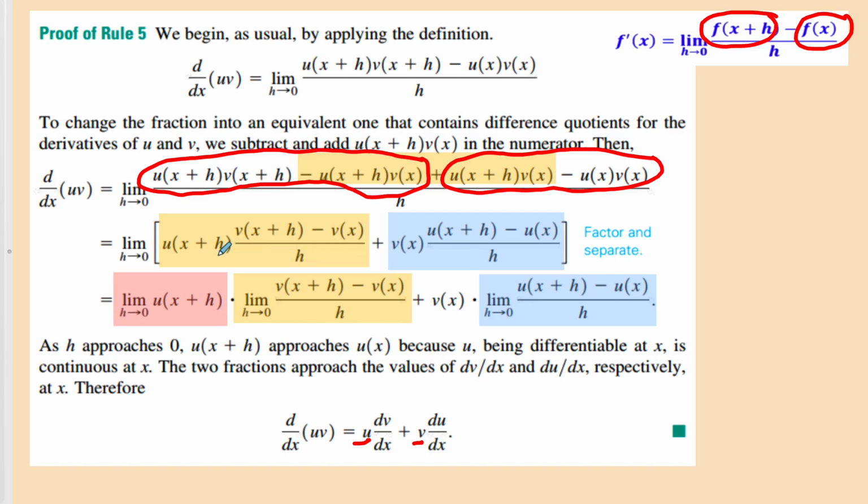All right, so I have a limit of the sum, and it's the sum of the limits. And I have a product, and I'm going to take the limit of the product. So as I take the limit here, this h goes to 0, and I have u right here. And then this is the derivative of v. And then I have v of x, which is right here, and then the derivative of u.